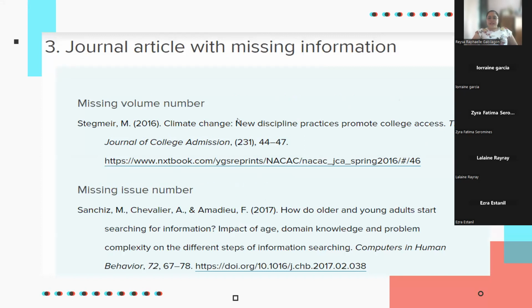And then, syempre, hindi natin maiiwasan na yung mga references might have missing information. Pag missing ang information, just go on with it. Just omit what is missing. Okay? So just like this one, missing volume number, ganun pa rin naman yung kanyang format. Anong nawala dito? Di ba? Supposedly may number dyan sa tabi ng open and close parenthesis here.